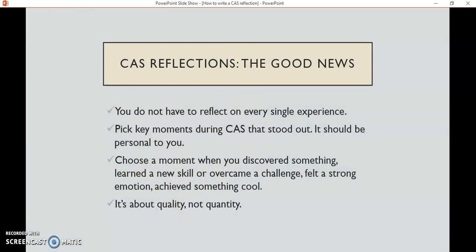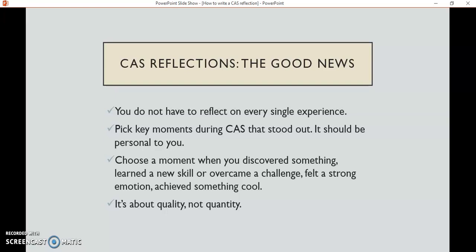So the good news with CAS reflections is that you don't actually have to reflect on every single experience. This is definitely not a box-ticking exercise where you have to go through parrot fashion and repeat reflection after reflection. It's supposed to be a chance for you to actually sit back and think about what happened and be useful for you. So that's the first thing. You don't have to reflect on every experience.